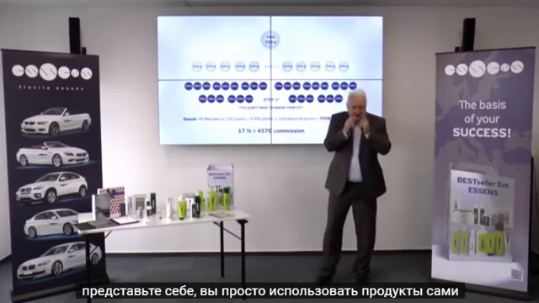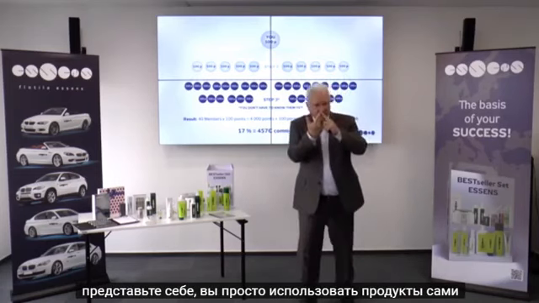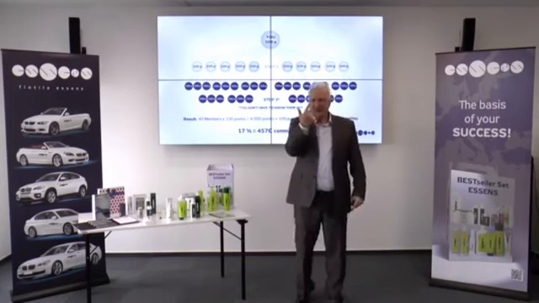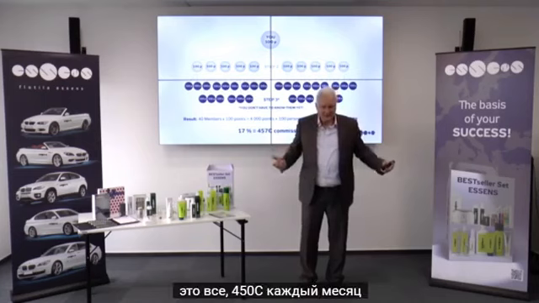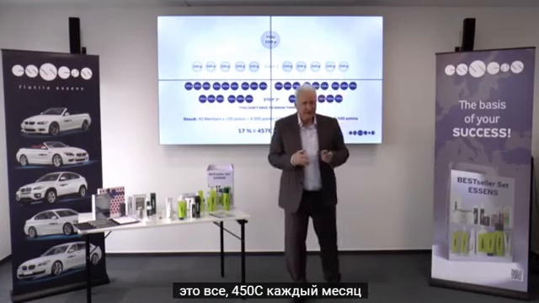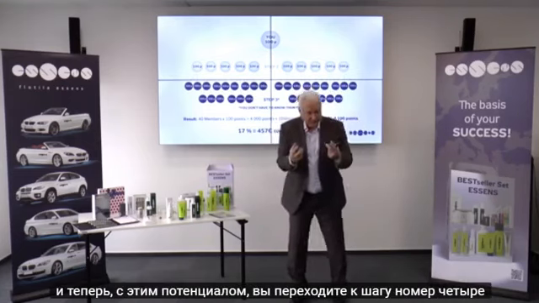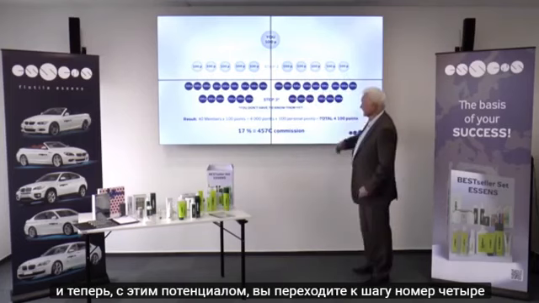Imagine, you just use the products by yourself, you register 10 of your friends, family, colleagues, whatever, and you help them to find some people by themselves. That's it, 450 every month. And now with this potential, you go to step number 4.